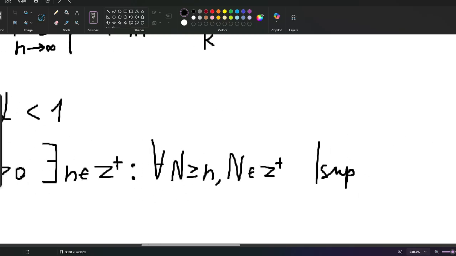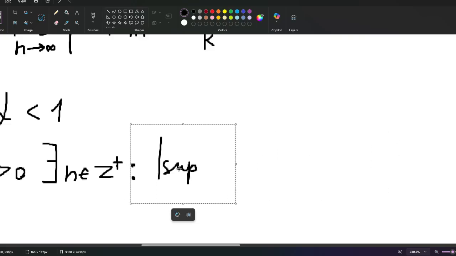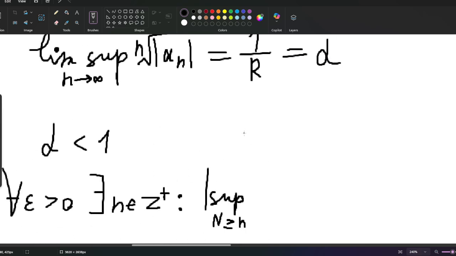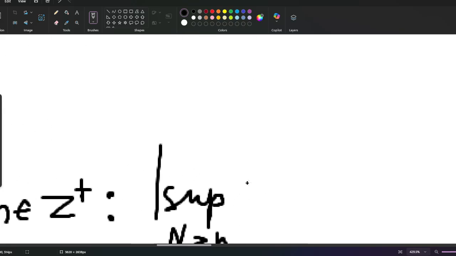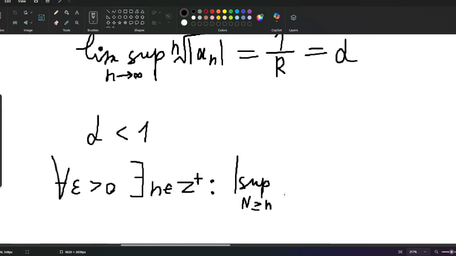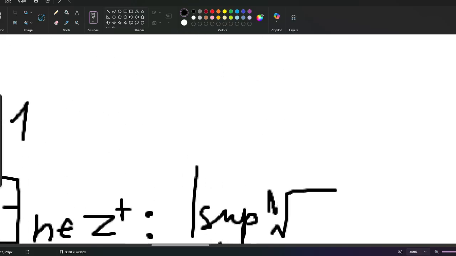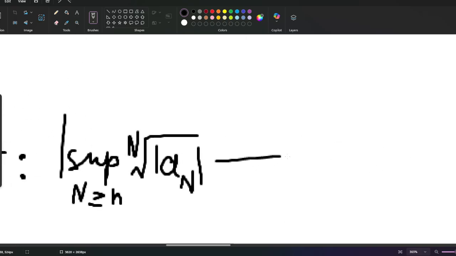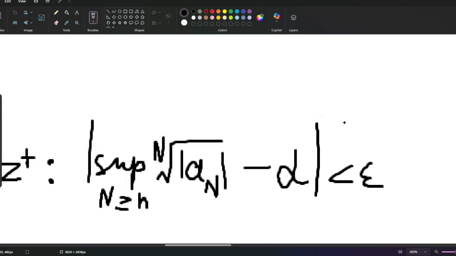Okay, I'm stupid. We don't need to include this part. Supremum over capital N greater than or equal to n tiny of the n-th root of the absolute value of a_n, minus alpha, is less than epsilon.